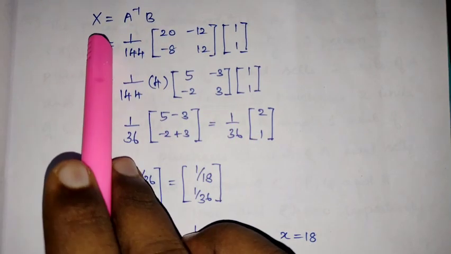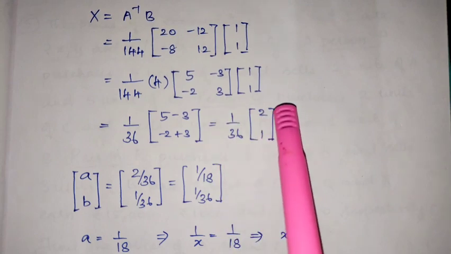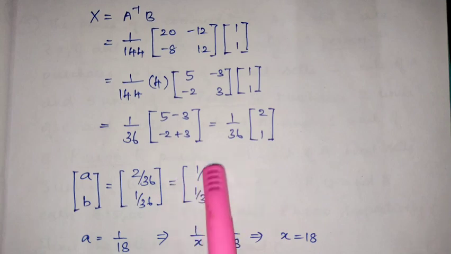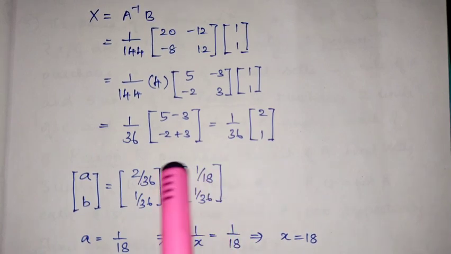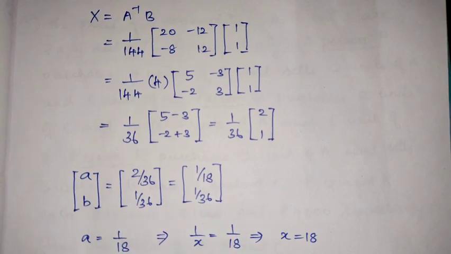Now you know that X is A and B. So now I can bring this 1 by 36 inside. So it becomes 2 by 36 and 1 by 36. So cancelling, I have got 1 by 18 and 1 by 36. So A is equal to 1 by 18, B is equal to 1 by 36.